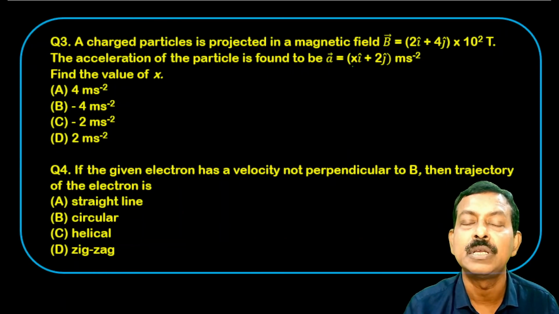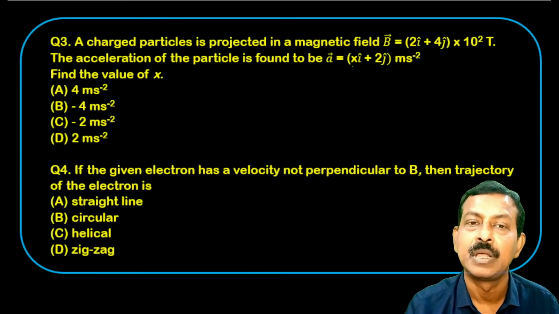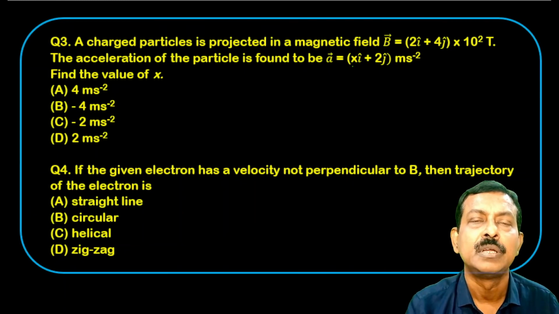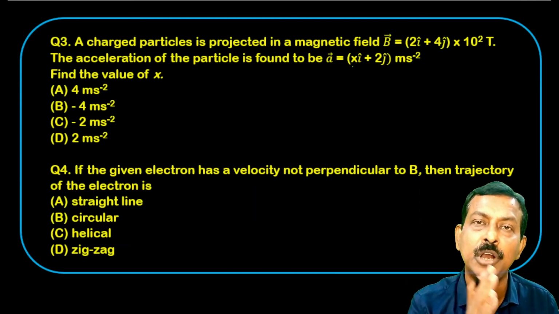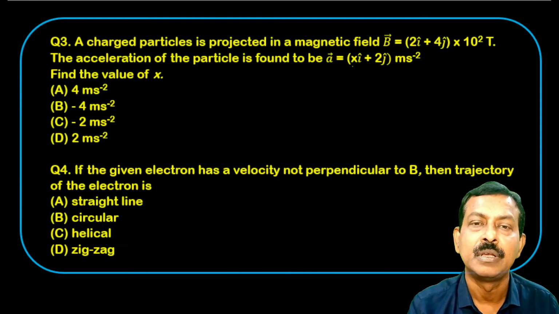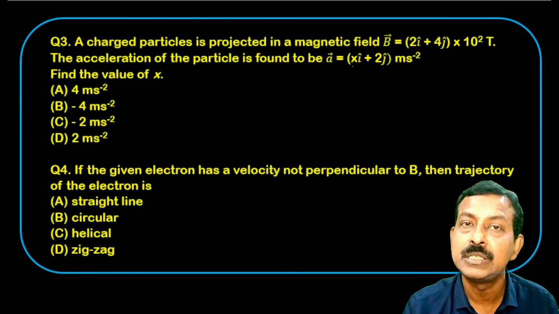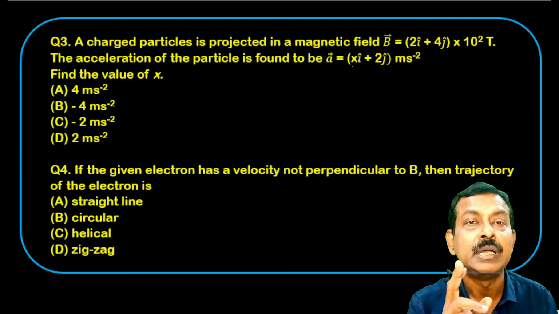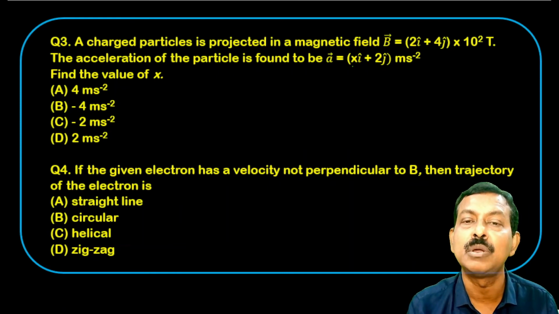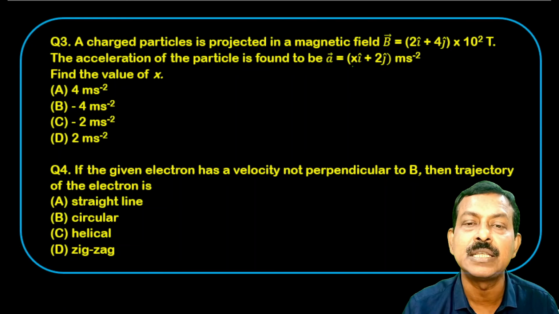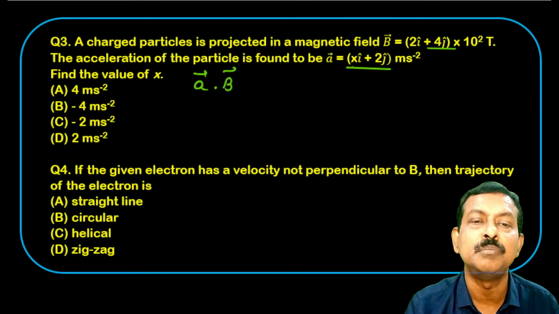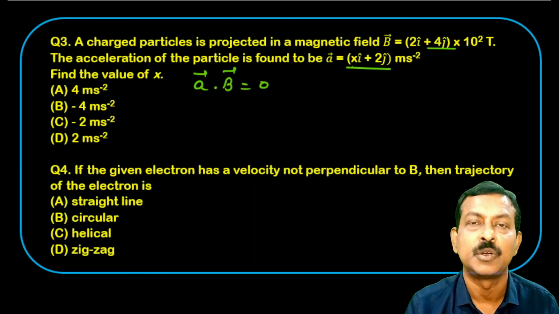If it is moving in the magnetic field, no matter in whichever direction the velocity is, the force will always be perpendicular to the velocity and the magnetic field. So if the force is perpendicular to the velocity and magnetic field, it means acceleration is also perpendicular to the magnetic field. It means this acceleration which is given and the magnetic field must be perpendicular. And if they are perpendicular, then A dot B will be 0. The dot product will be 0.